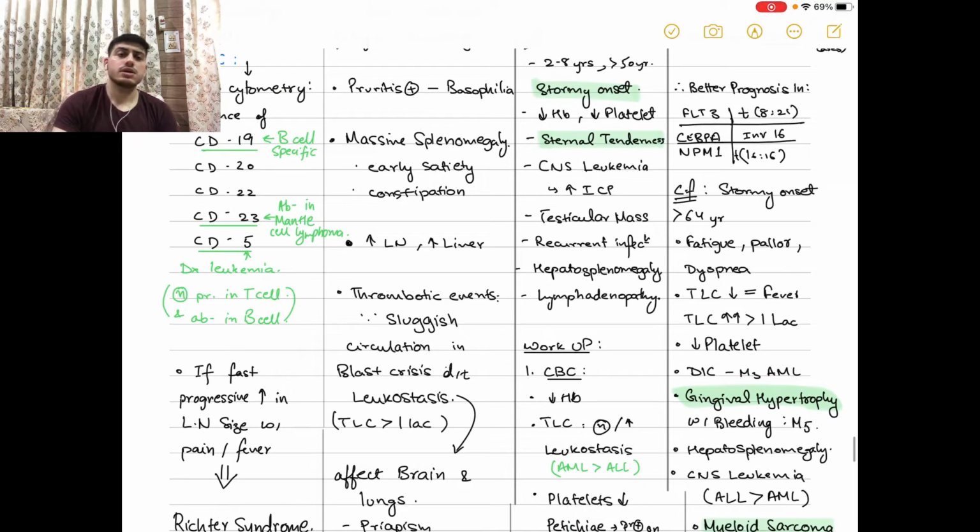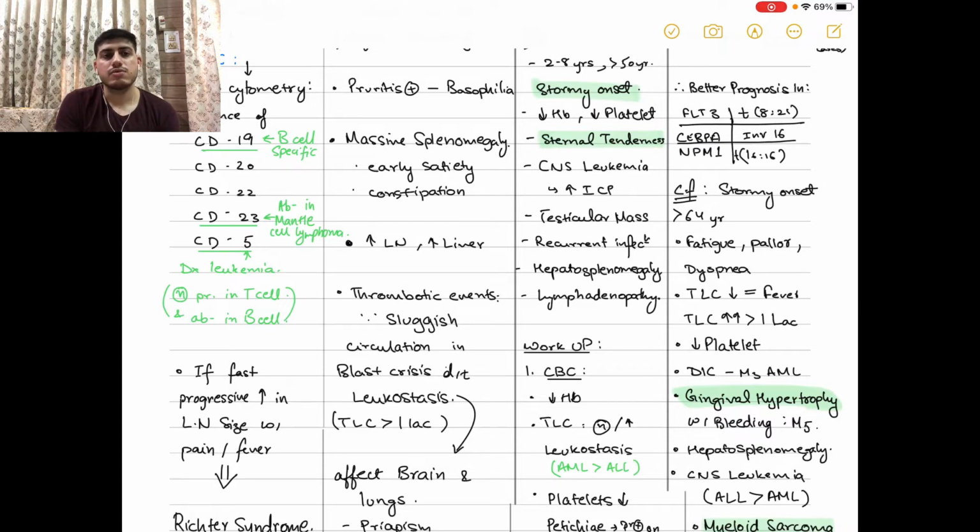Now the sternal tenderness. What is sternal tenderness? Don't get confused. Like a baby will come to you and you will keep your hand over the baby and the baby will start to cry. First you will think the baby doesn't like strangers to touch it. But the parent will tell you, no doctor, even if I touch his or her chest, he will start crying loudly. So what is it?